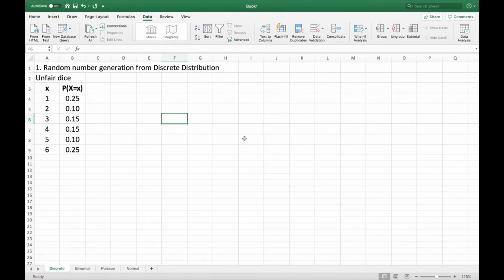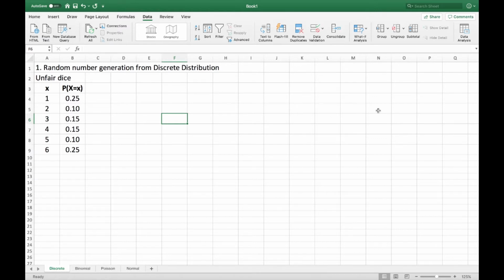Today we are going to talk about how to do the random number generation from different distributions. Firstly, we will start from the easiest one, the discrete distribution. So the example is that you throw an unfair dice, and the probability for each number is as follows.